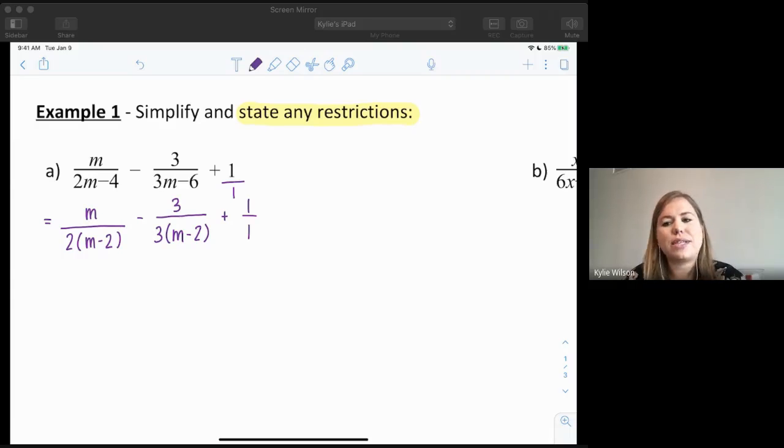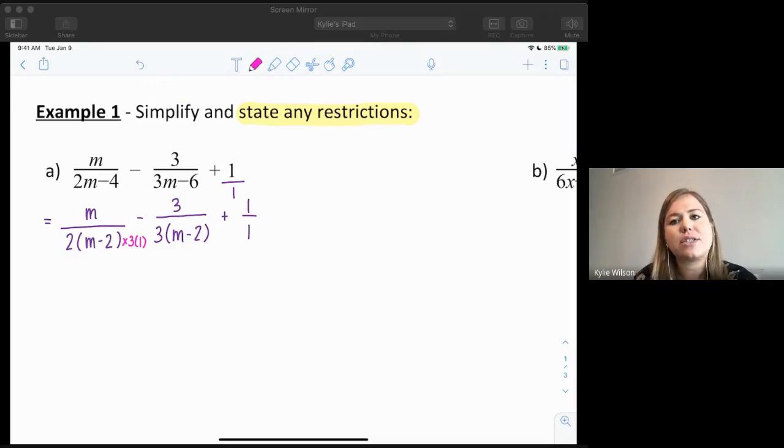Okay, so now let's find our lowest common denominator. We want them all to match, is our goal here. I'm just going to find a different color so we can separate it a little bit. Our first term has 2 times m minus 2 on the bottom. In order for it to match the other ones, we're going to have to multiply it by a 3 from over in our second term and a 1 from over in our first term.